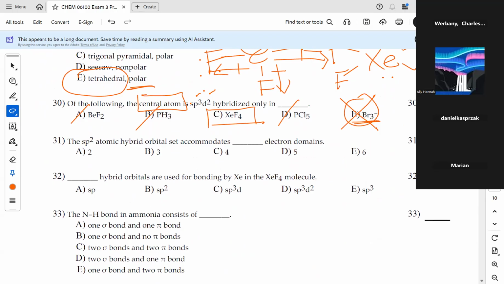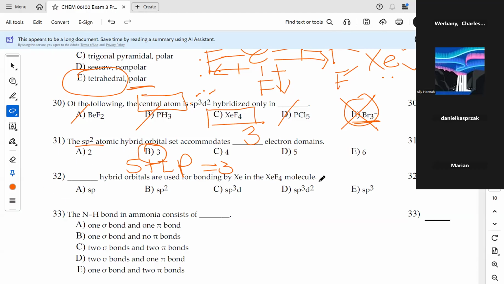31. Let's see here. We have sp2. The sp2 atomic hybrid orbital set accommodates blank electron domains. Right. So we used 1 s and 2 p orbitals. So we have up to 3, right? 3 electron domains, right? 1 s plus 2 from the 2 of the p orbitals involved. We get a total of 3 degenerate or hybrid orbitals. So we could accommodate 3 electron domains, right? Lone pairs or bonding pairs.